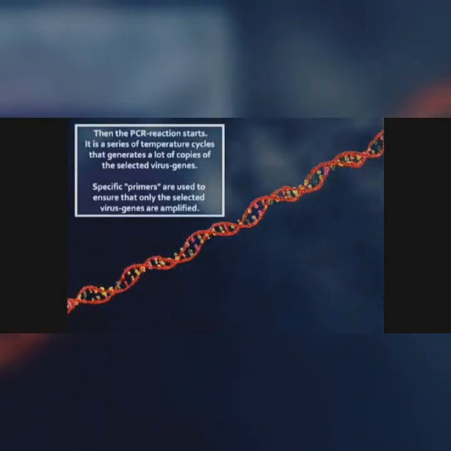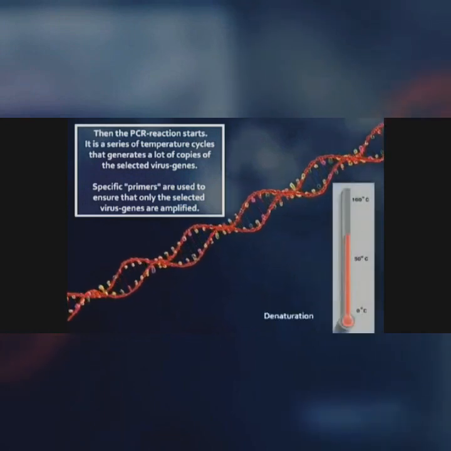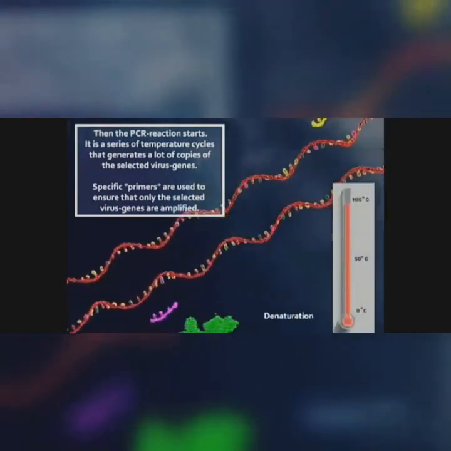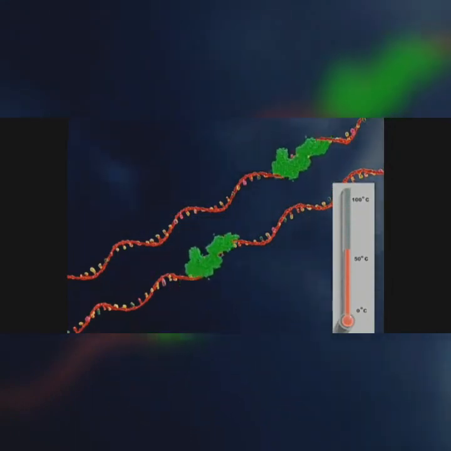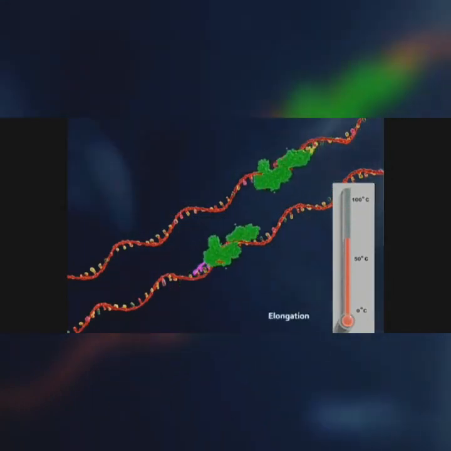Then the PCR reaction starts. It is a series of temperature cycles that generates a lot of copies of the selected virus genes. Specific primers are used to ensure that only the selected virus genes are amplified. Then denaturation occurs, annealing occurs, and elongation takes place.